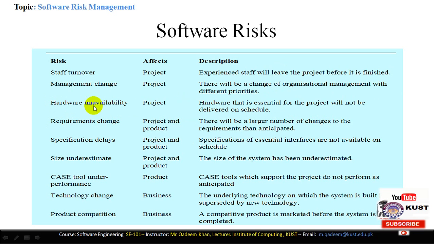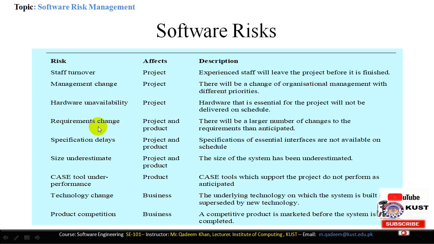Another risk is the hardware unavailability risk. Hardware unavailability means the specified hardware used for the development of the project is unavailable for us. Then this is also a project risk. Hardware that is essential for the project will not be delivered on schedule. So if the hardware is not available on the proper schedule, then a dependency problem may occur because we are depending on certain hardware which is not available for us. So that's why the project risk may occur.